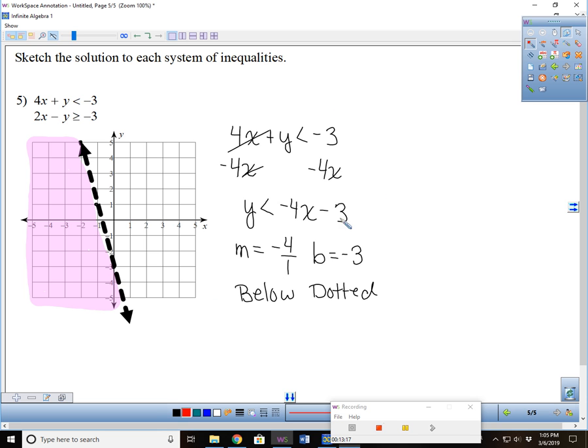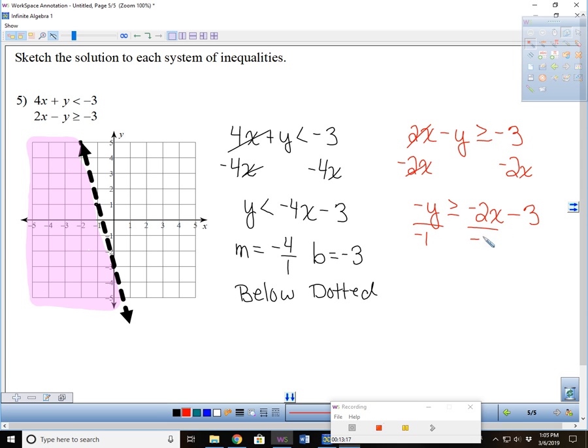Okay, for the other one, I've got 2x minus y is greater than or equal to negative 3. I'm going to subtract the 2x. And don't forget that right up here you've got a negative with that y. I have a feeling some people could forget about it. So I have negative 2x minus 3 over here. So I have to get rid of that negative, so I'm going to divide by negative 1. And when you divide by negative 1, you have to flip your symbol. So negative 2x divided by negative 1 would be positive 2x. And negative 3 divided by negative 1 is positive 3.